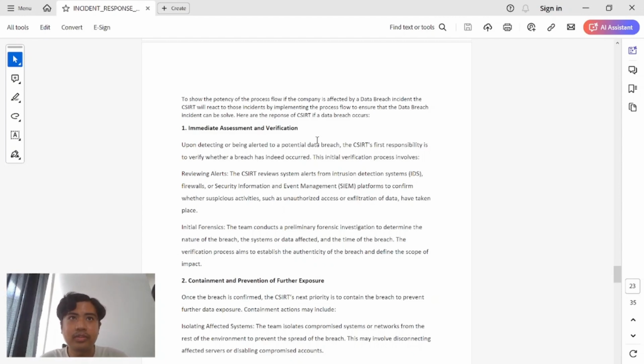Upon detecting a potential data breach, the CSRT's first step is immediate assessment and verification, which includes reviewing alerts from systems like IDS, firewalls, or SIEM to confirm suspicious activity and conducting initial forensics to determine the nature, scope, and impact of the data breach. Once the data breach is confirmed, the CSRT focuses on containment and prevention of further exposure by isolating affected systems, blocking malicious activity such as data exfiltration, and stopping the ongoing attack through measures like disabling access or patching vulnerabilities.